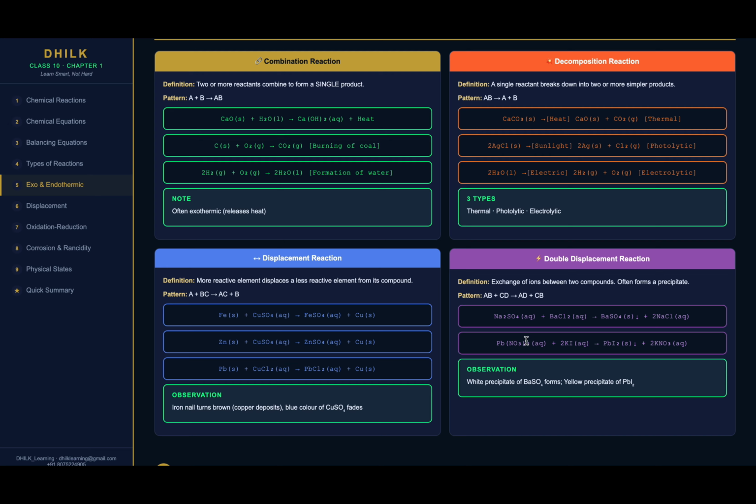Now the next example is Pb(NO3)2 plus 2KI. So what will they form? PbI2, which is a precipitate, and along with that they will produce KNO3 also. This lead iodide, PbI2, has a yellow color. So this precipitate has a yellow color. Basically we can say white precipitate formation of BaSO4 and yellow precipitate formation of lead iodide. These two reactions are double displacement reactions. They are exchanging their ions between the compounds.